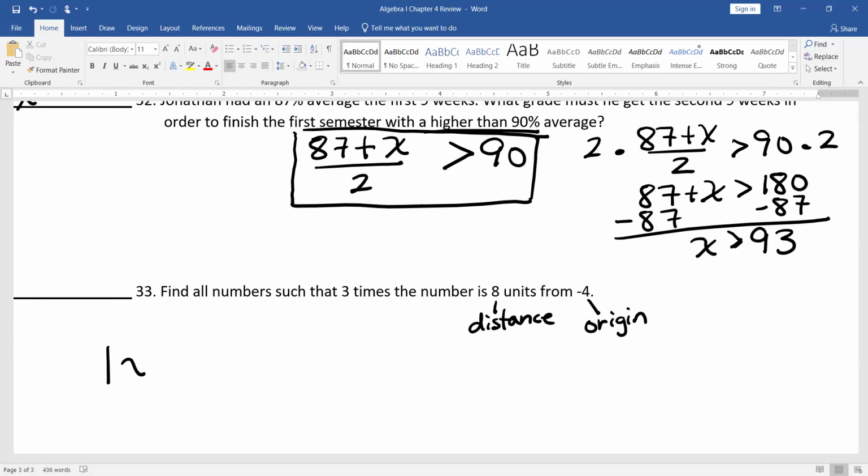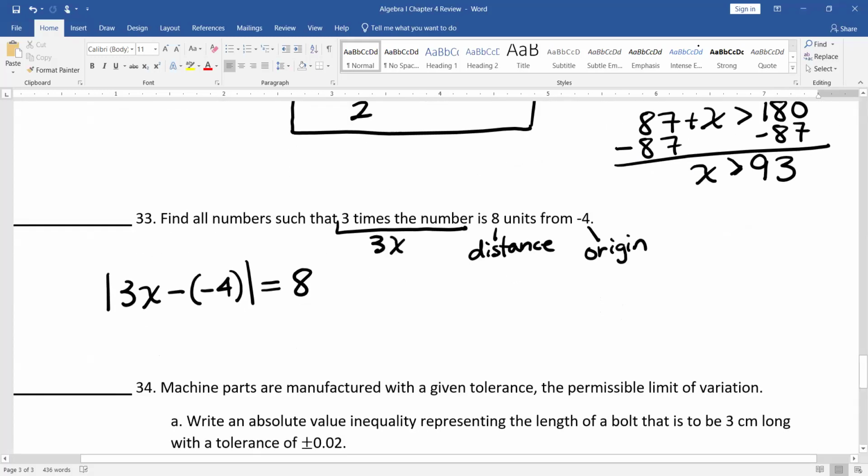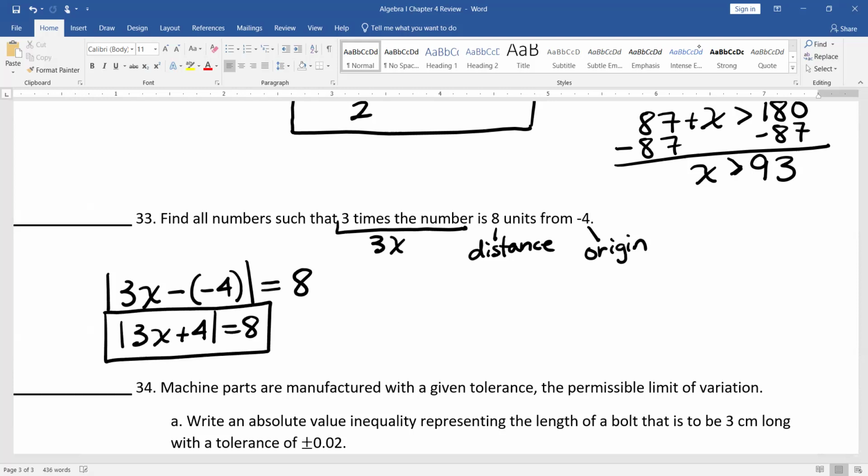So we have absolute value. Well, 3 times x. So this is 3x. So absolute value of 3x, always minus, but it's a -4. And then there's no at most or at least, so this is an equation, is 8. I'll try to get this to fit. So if we simplify this, it is 3x plus 4. The absolute value of 3x plus 4 equals 8. So there's our initial absolute value equation.